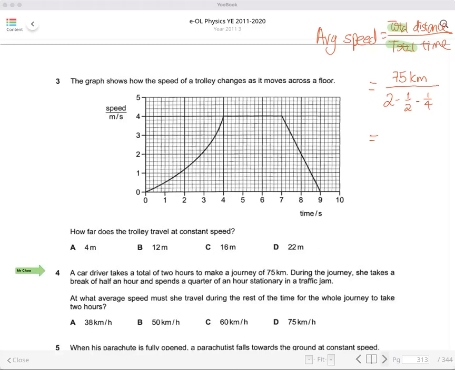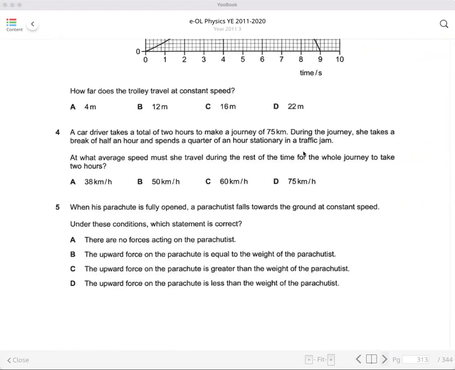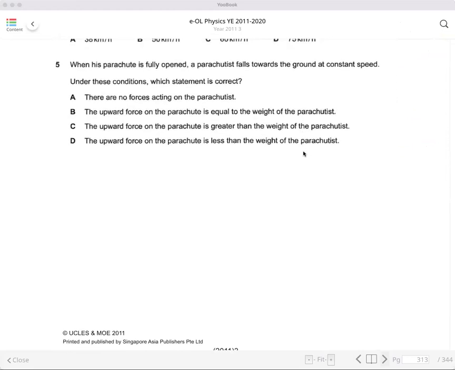Okay, well done. So from here, you have 75 kilometers divided by 1 and 1/4 hours, and from there you should get 60 kilometers per hour. The answer will be C. Does everybody understand now? Okay, let's go to question number 5. You all may begin.